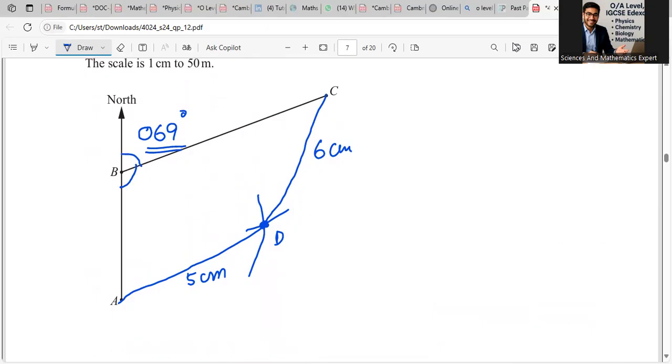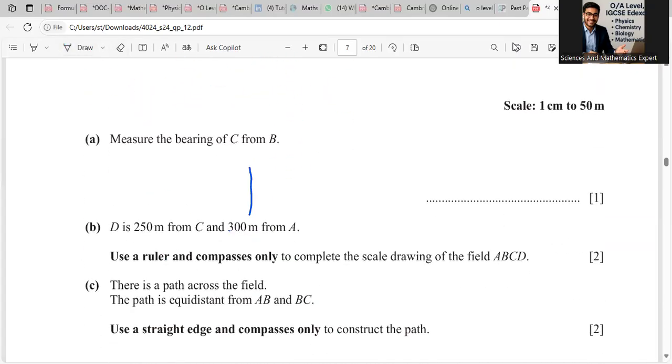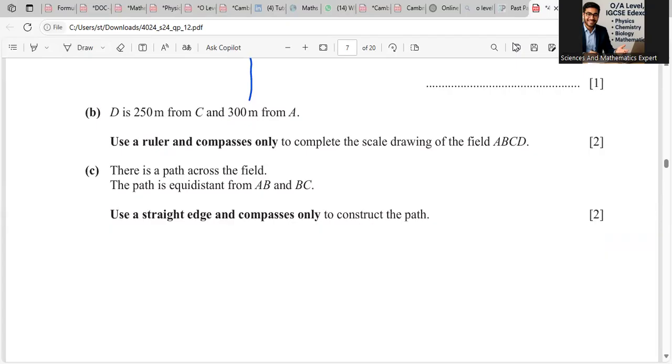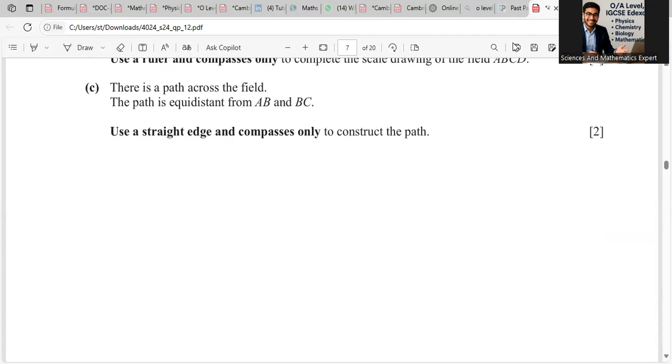I open the compass greater than half, then draw a curve by putting my compass here and pencil there, and then I cut this line also, and I join the points in this format. So this will be the line which is equidistant from AB and BC. Use the straight edge and compass and construct the path. It's done for us.